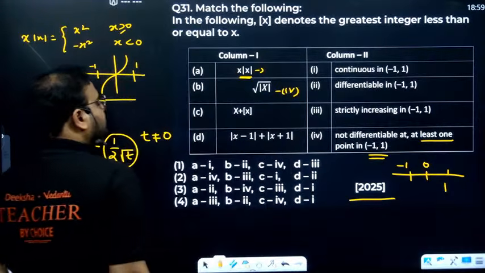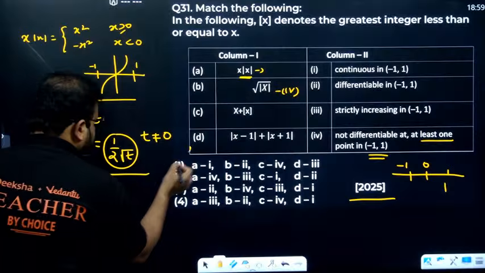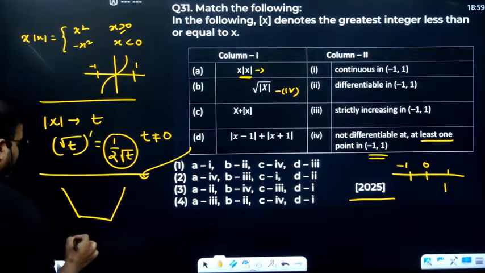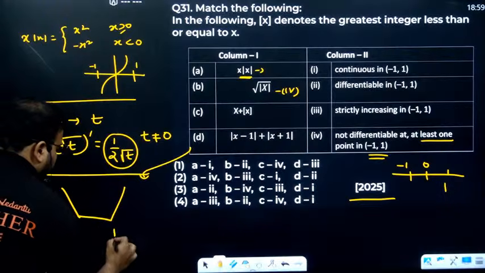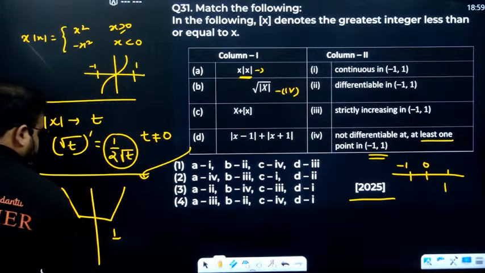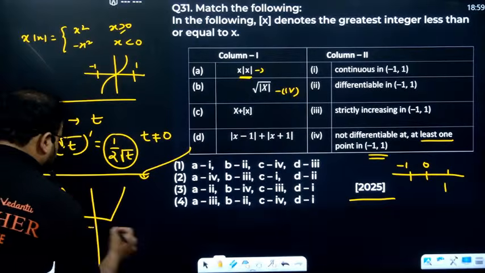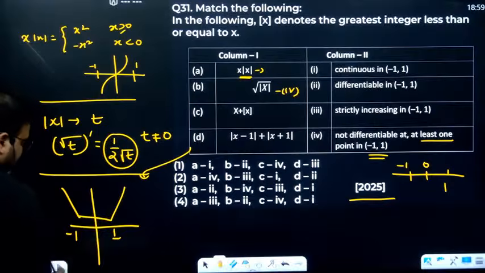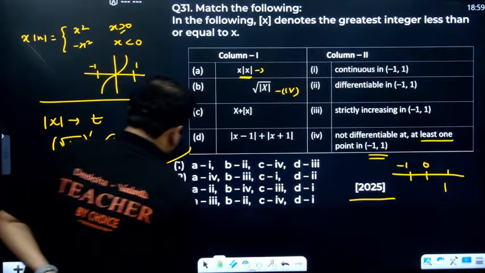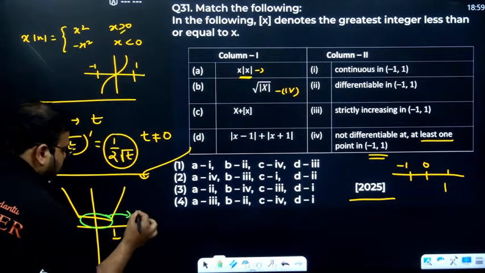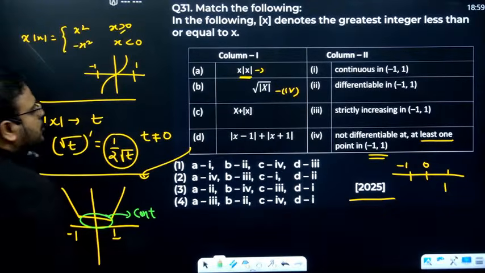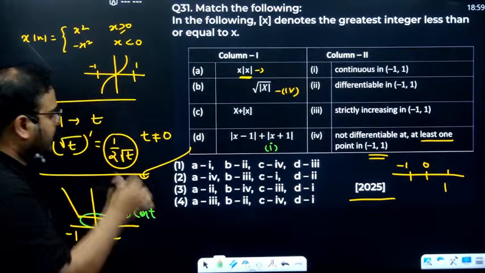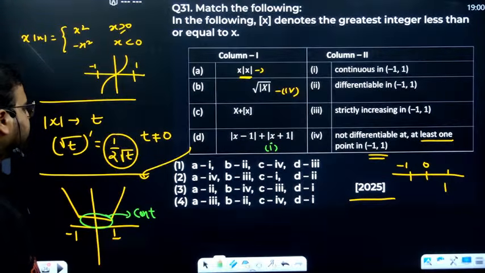Okay? What about this? This is a function which has a graph. If you look at the option D part, this graph looks like this. At the point minus 1, at the point 1. This is the graph. So you can see between minus 1 and 1, this is a continuous function. There is no break. So I can see this is continuous, right? So option 1 is correct. So B4, D1 matches.